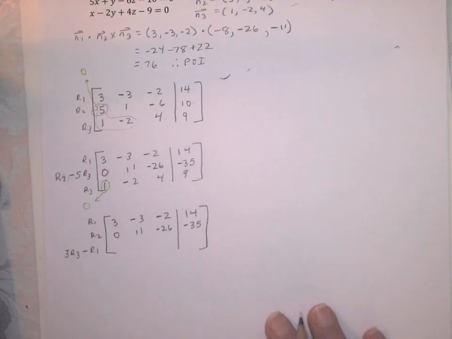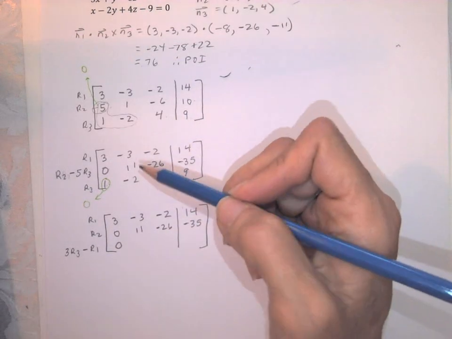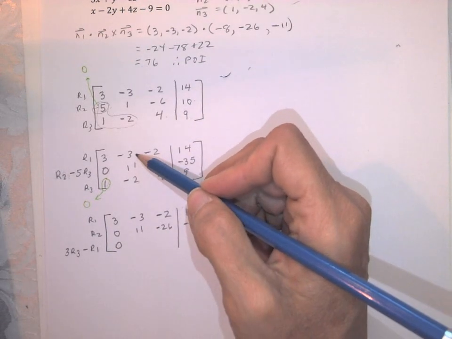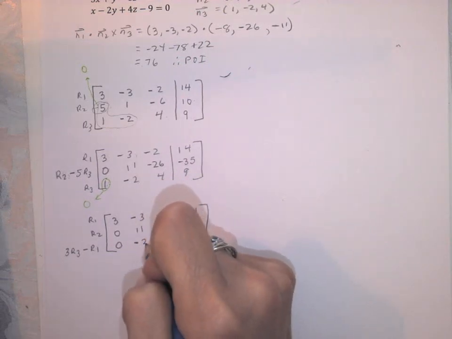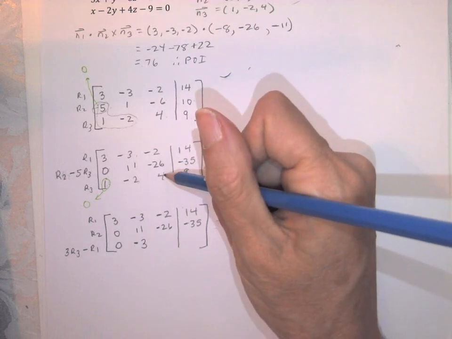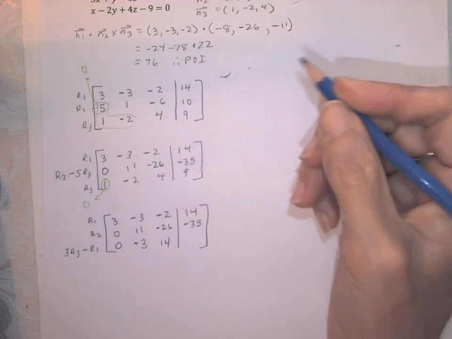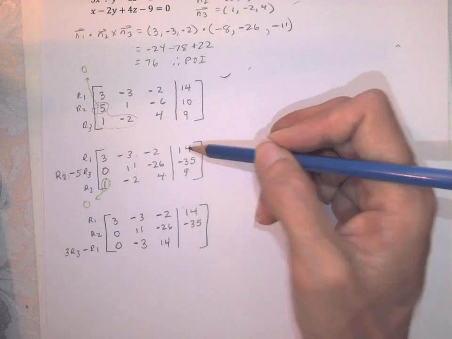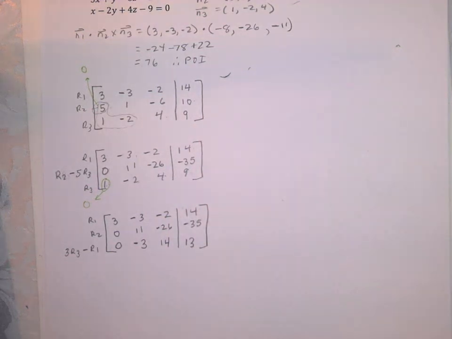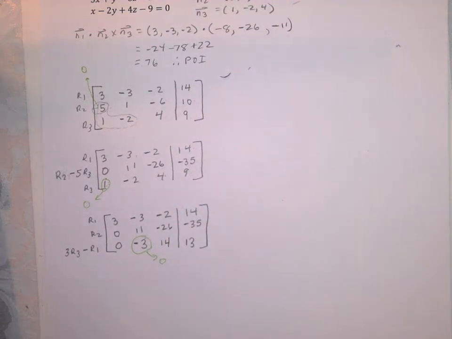So 3 row 3, so 3 times 1 is 3, minus 3 is 0. 3 times negative 2 is negative 6, minus negative 3 is negative 3. 3 times 4 is 12, minus negative 2 is 14. And 3 times 9 is 27, minus 14 is 13. And then our next step, we want to get a 0 right here where this negative 3 is. We want that to be a 0.